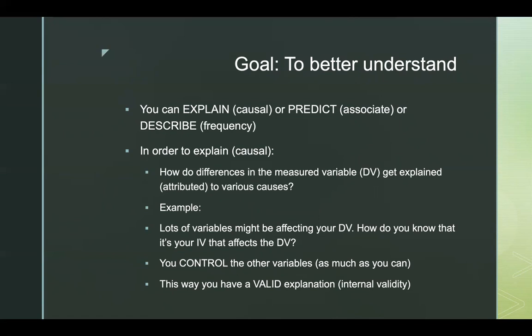How do you know which one it is that affects the dependent variable? Well, you can manage those. We'll talk about that next video. You manage them by controlling the other variables as much as you can. And so the reason why you want to control the variables is so that your explanation of what happened is a valid explanation. So if I say, well, whenever I blink at people, they stop being hungry.